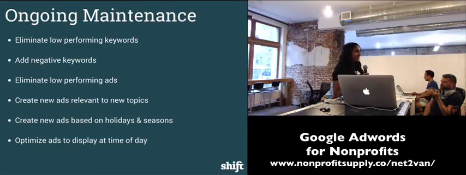Eliminate low-performing ads. Even though this is free money, you don't want to be wasting your budget, especially if you're maxing your spend every day, on ads that aren't doing anything for you. Create ads for new relevant topics. So you have new blog posts, and that's performing well. Go for it. Ads based on holidays and seasons.